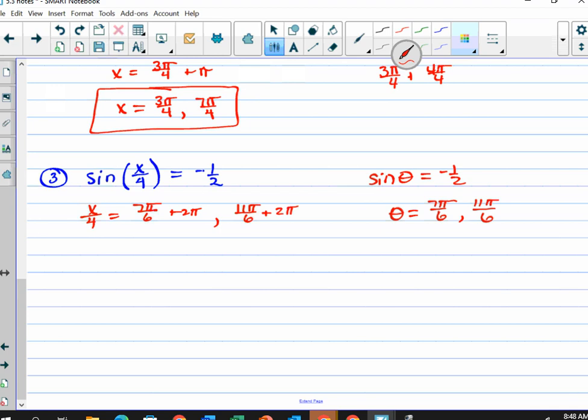Oh, wait, can there be no solutions? Yeah, and then 8 pi is way bigger than 2 pi. So there are no solutions. Correct. Awesome.